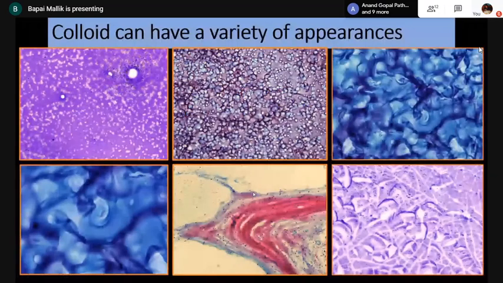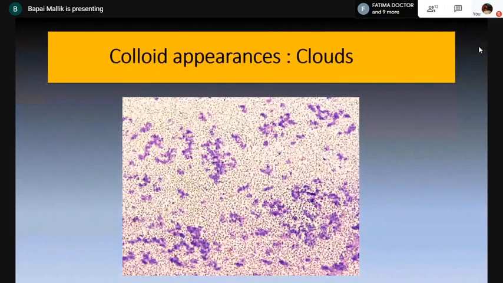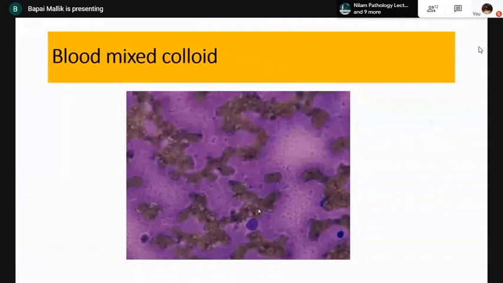Look at this collage. Beautiful, isn't it? The colloid can really have a wide variety of appearances, and it can be very good to look at. And most importantly, when you see so much colloid, the chances of malignancy go down significantly, except a particular variant, which I'm going to talk about in the next webinar. This is colloid appearing as clouds. This can be a bit tricky when colloid gets mixed with blood. You see the RBCs get pushed into each other, and this is the colloid in between. So this is colloid with blood. Sometimes it can be a bit tricky.